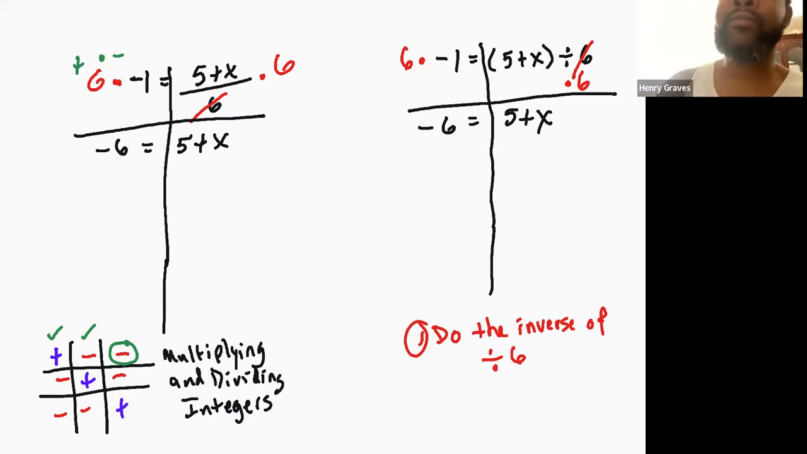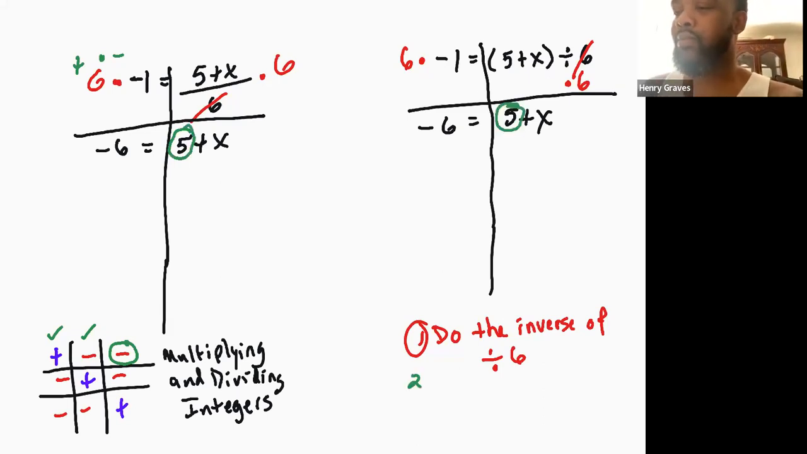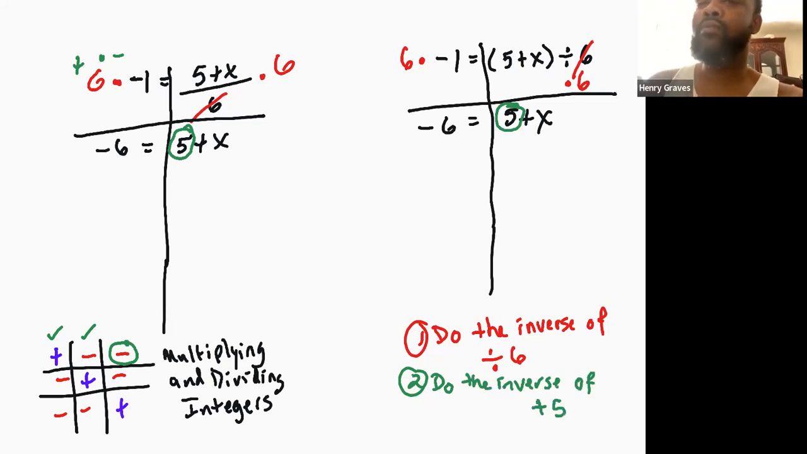Now, my second step is I'm going to focus on the opposite of this positive 5, right? So my second step is I'm going to do the opposite, so do the inverse of positive 5. I'm going to subtract 5 on both sides. And when I do that, this goes away completely. So negative 6 minus 5 is negative 11.